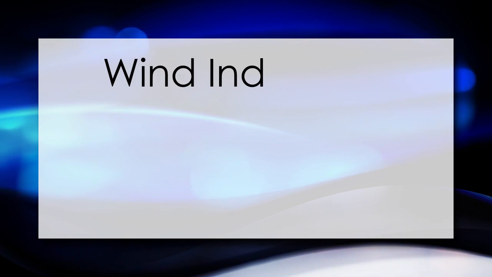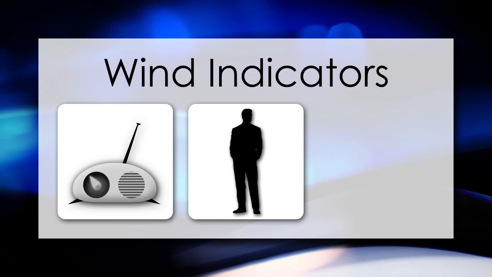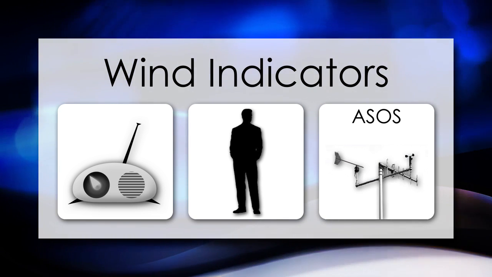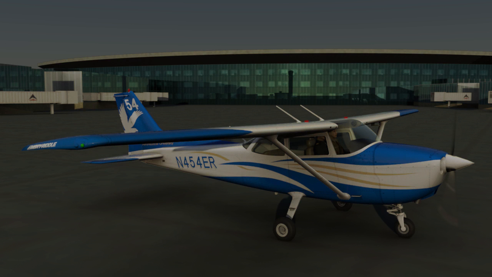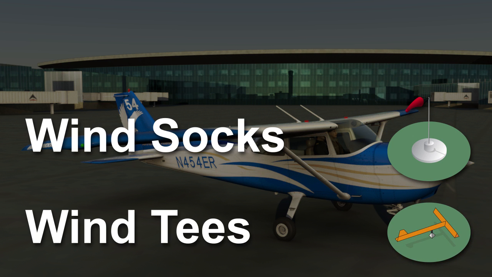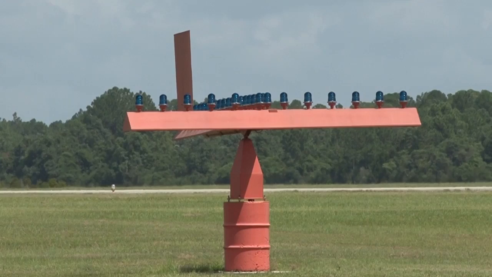A pilot can get wind information by radio, from observers on the ground, or from automated systems such as ASOS or AWOS that broadcast the information. A pilot can also use wind socks, wind tees, or tetrahedrons to judge the wind direction and speed. Most airports use one or more of these indicators.